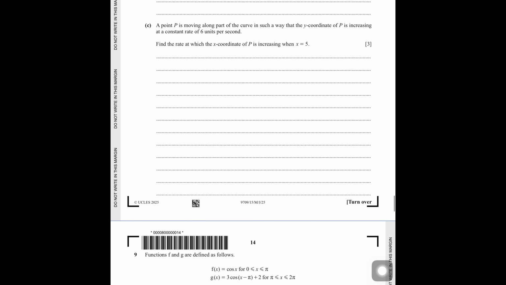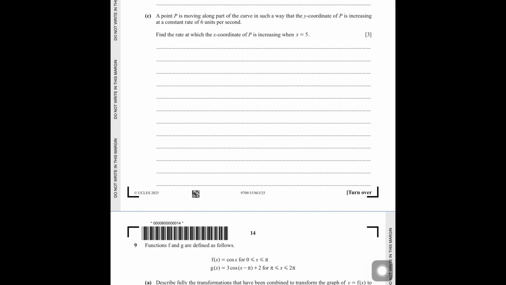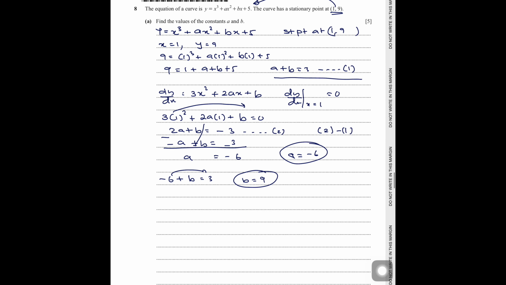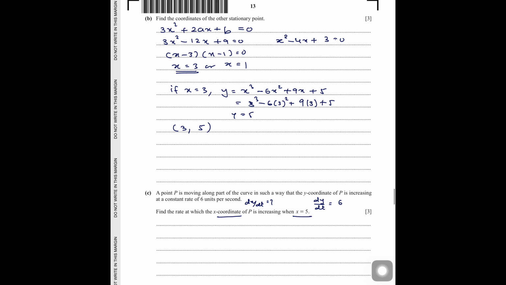Let me try number C. A point P is moving along part of the curve in such a way that the y coordinate of P is increasing, so dy over dt, at a constant rate of 6 units per second. Find the rate at which the x coordinate of P is increasing. So what I need is dx over dt when x is 5. So let me try. Again, I'm writing dy over dx, which I have used here.